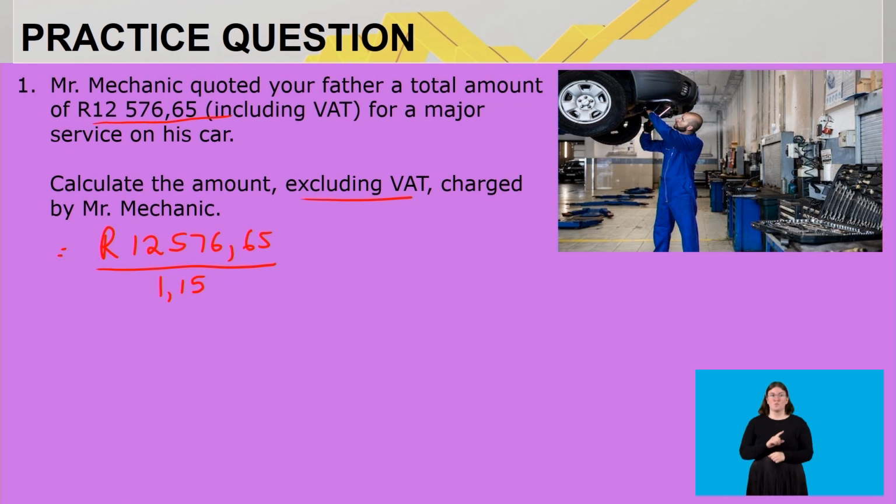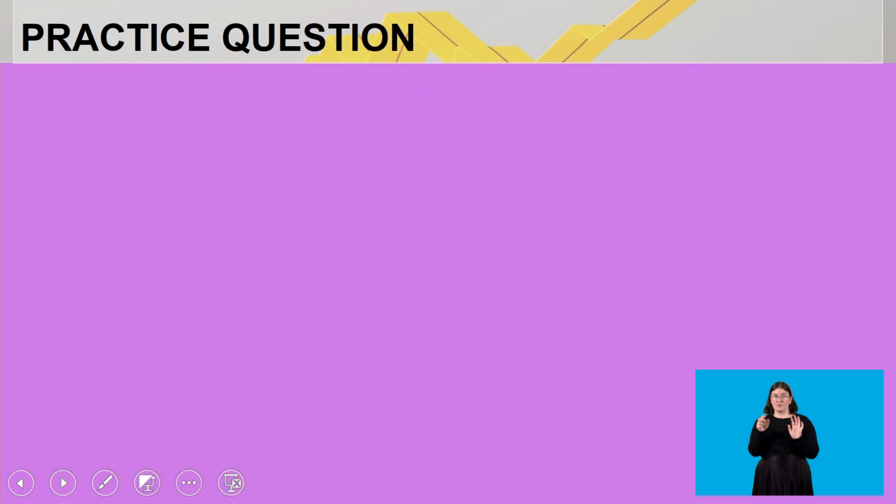So 12,576 Rand and 65 cents divided by 1.15. So that will give us the VAT exclusive amount of 10,936 Rand, and I'll round this off again to 2 decimal places, and 22 cents. So 10,936 Rand and 22 cents. This will be our VAT exclusive amount. Guys, are we clear on that?